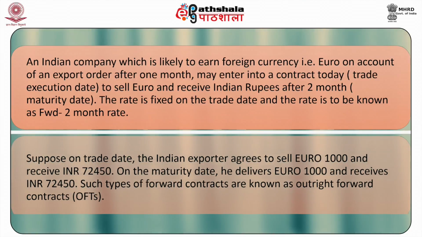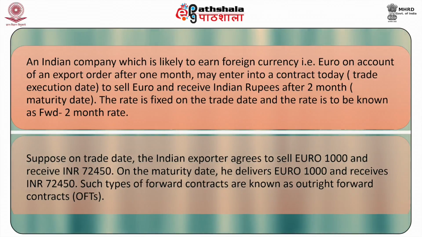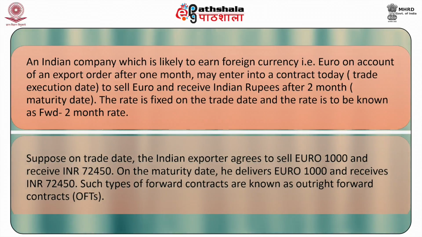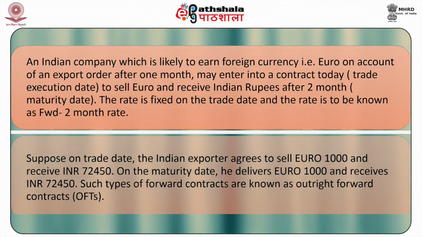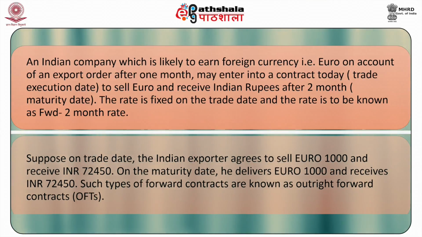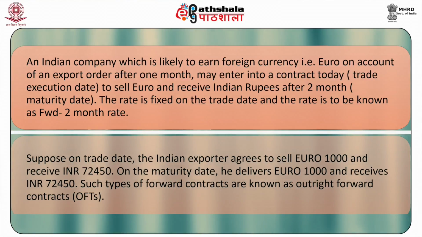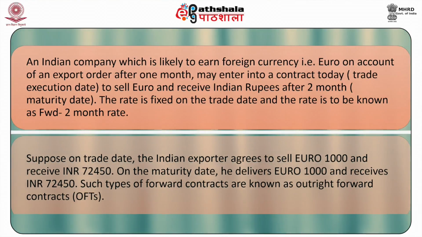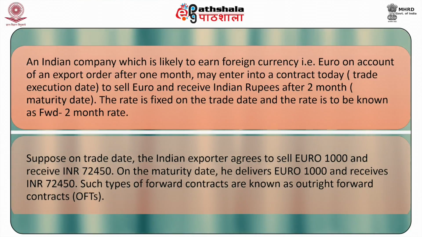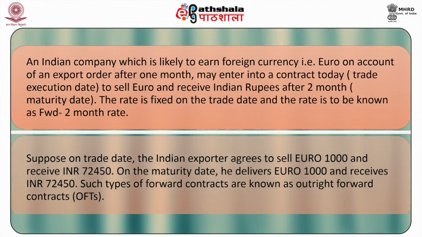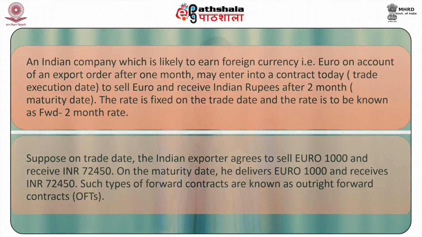The rate is fixed on the trade date and is known as the forward 2-month rate. Suppose on the trade date, the Indian exporter agrees to sell euro 1000 and receive INR 72,450. On the maturity date, he delivers euro 1000 and receives INR 72,450. Such types of forward contracts are known as outright forward contracts, that is OFTs.